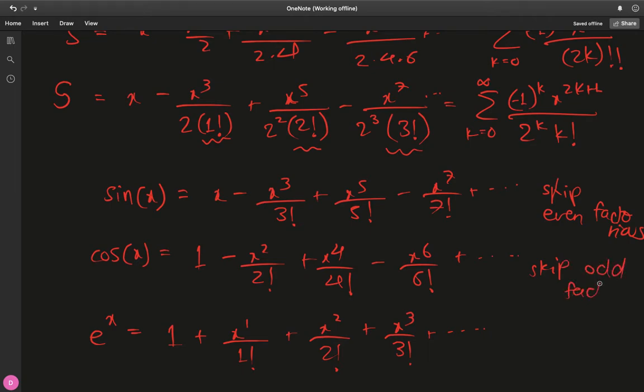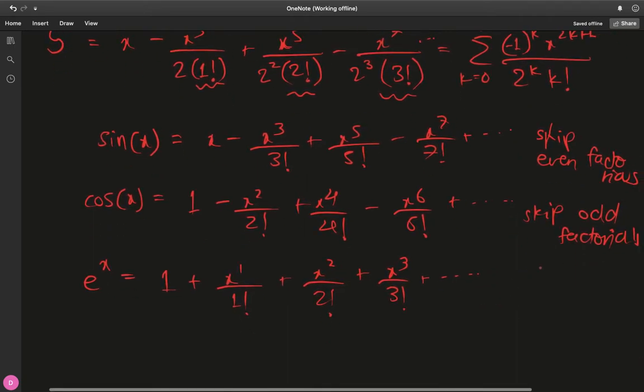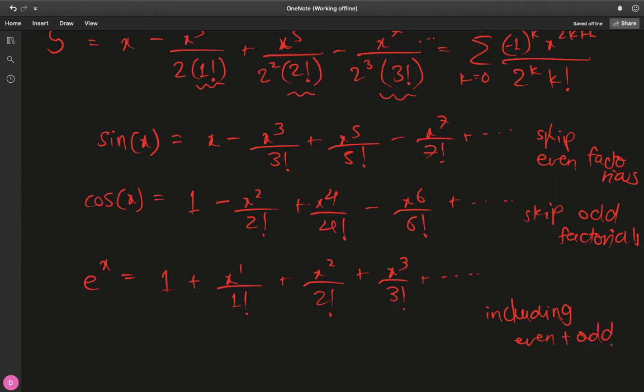odd factorials. And that's not favorable, because if you look back to your original series with 1 factorial, 2 factorial, 3 factorial, we have to include both even and odd, and inclusion of both even and odd is in this e to the x series. So here we are including even plus odd factorials, and we can write the general form of this easily. We have the sum from n equals 0 to infinity of x to the n divided by n factorial.